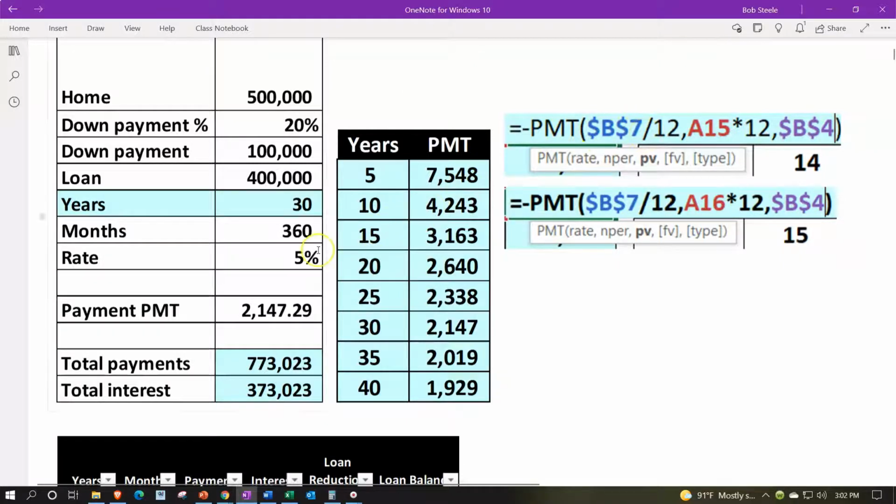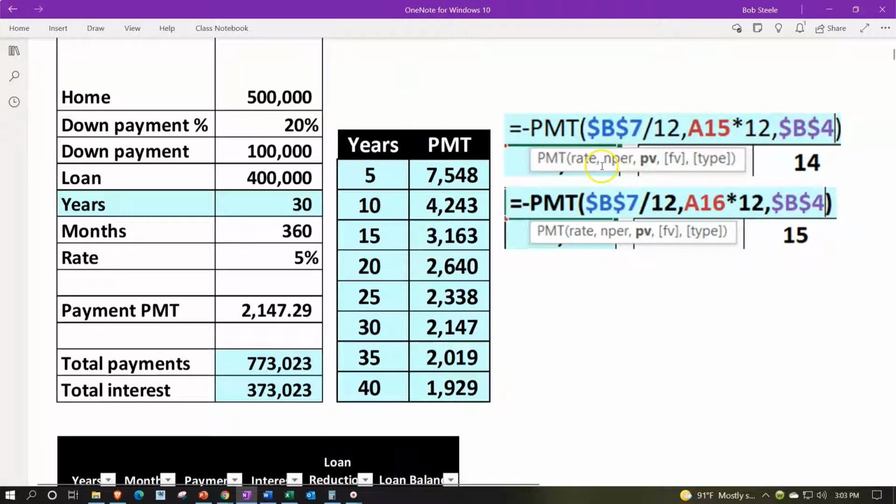Also note that that rate is outside of our table here. Therefore, we do not want it to move down when we copy down, so we make it absolute. That's with a $ sign before the B and the 7. You only need a mixed reference, one $ sign in other words, but an absolute is easier.